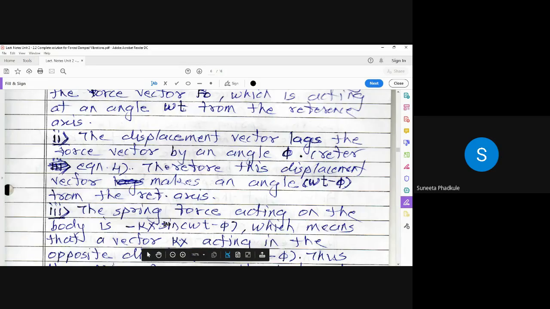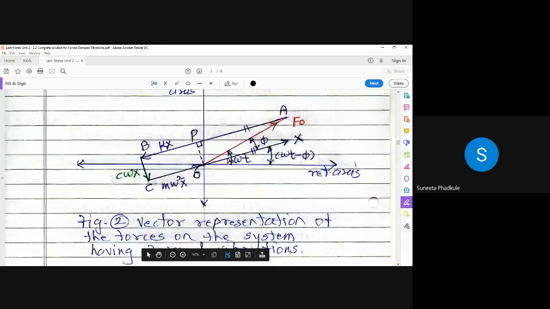See here, displacement direction is towards right, making angle omega t minus phi, and spring force direction is towards left, making the same angle. That means these two lines you have to draw parallel to each other.